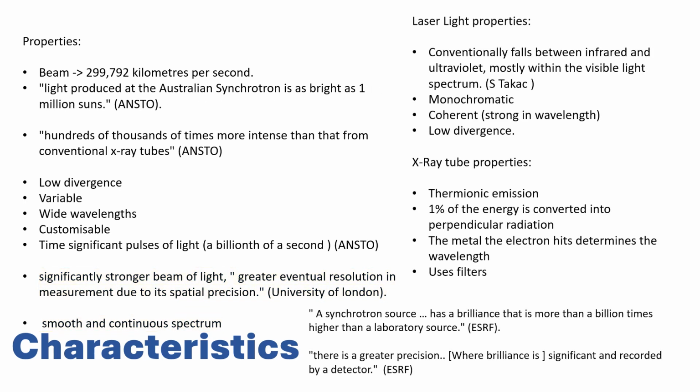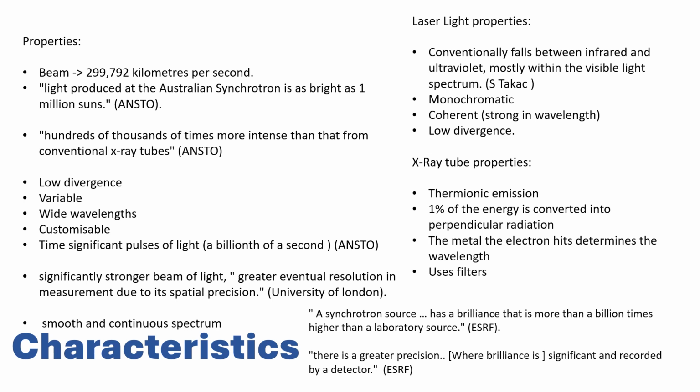So how do these properties differ from the properties exhibited by conventional laser light or X-ray sources? Laser light conventionally falls between infrared and ultraviolet, mostly within the visible light spectrum. Laser light is monochromatic, coherent, strong in wavelength, and has a low divergence. X-rays from X-ray tubes produce their light through the same principles that synchrotrons do, by using thermionic emission to generate electrons and shooting them into a target.